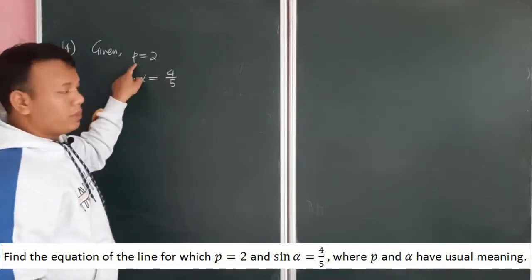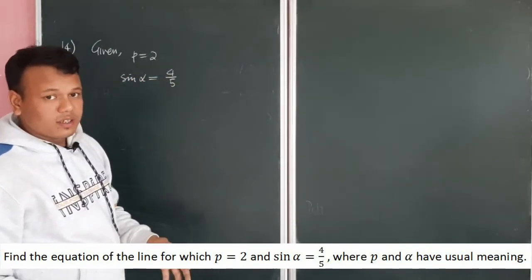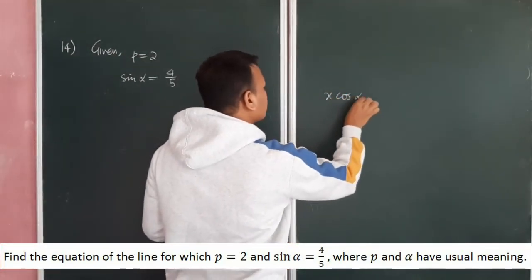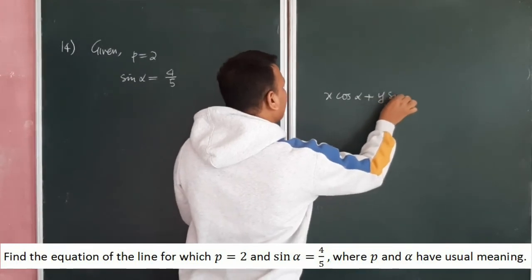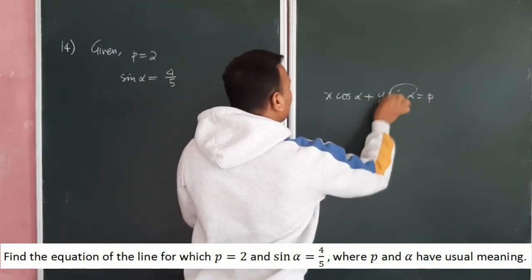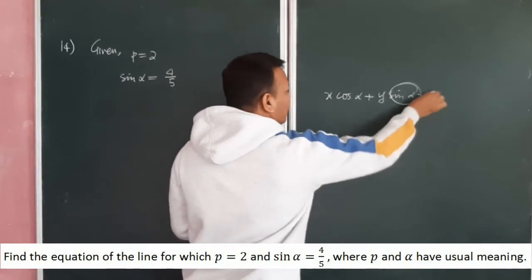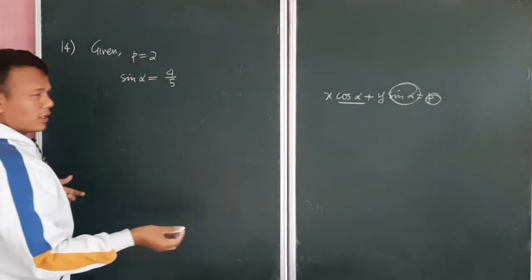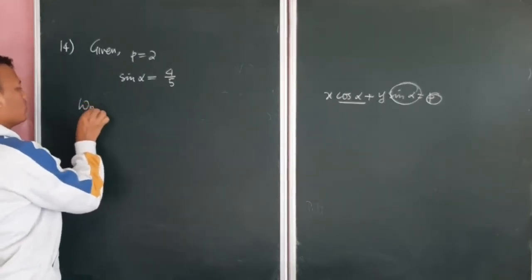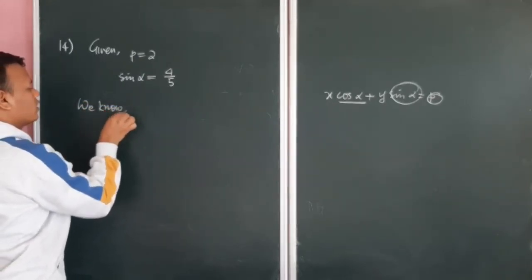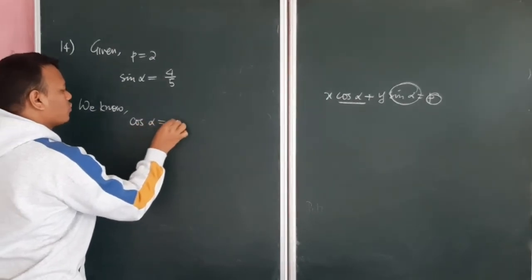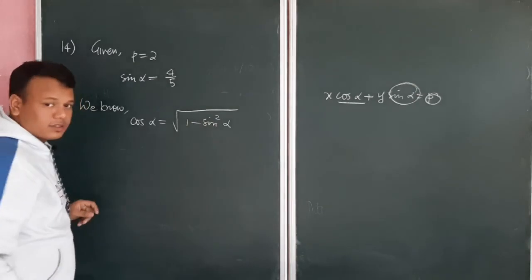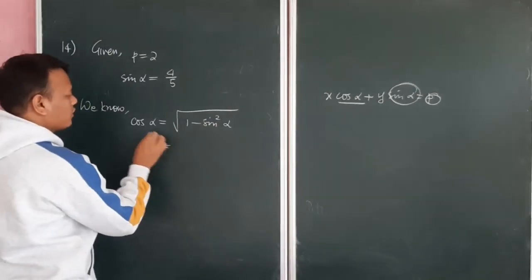Now as you know, if p and alpha are given, then you have to go for the normal form. So let me write the normal form for you: x cos alpha plus y sin alpha equals p. We have sin alpha, we have p. So basically I need the value of cos alpha. And we know that cos alpha can be written as the square root of 1 minus sin square alpha, isn't it? So let us find the value of cos alpha.